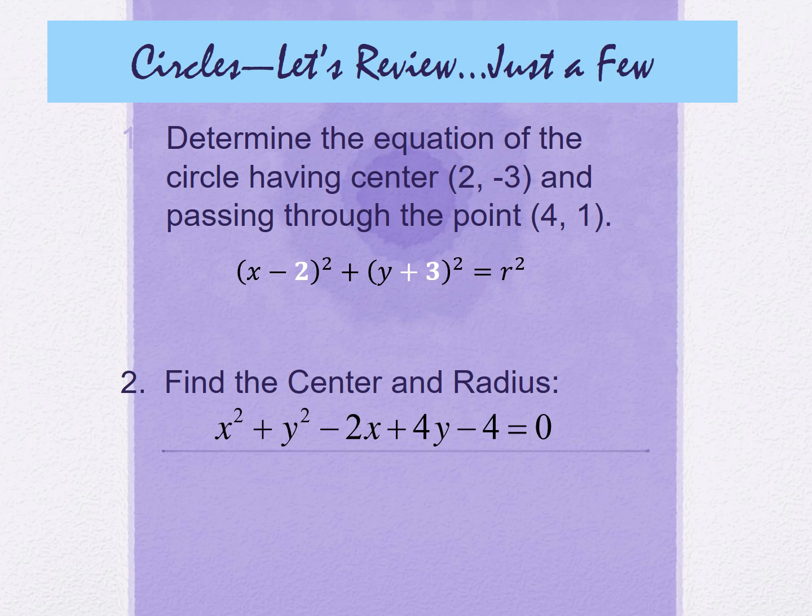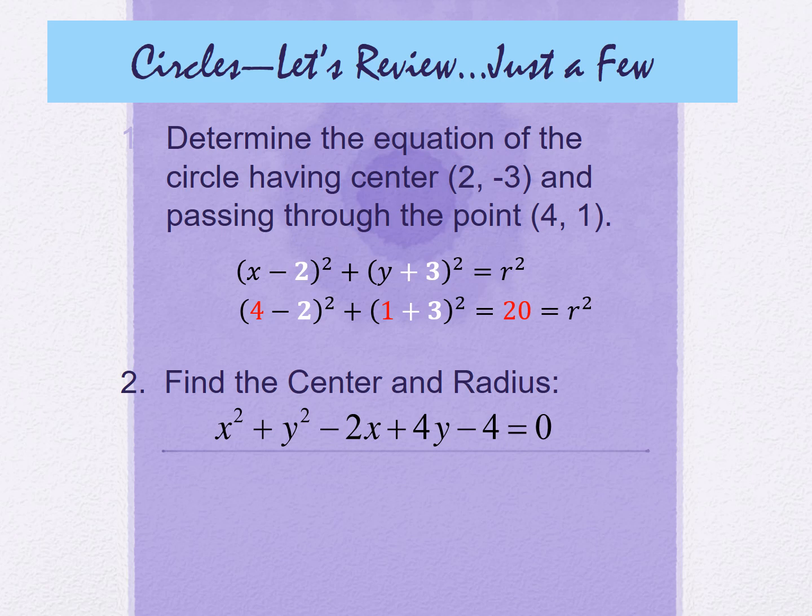The next thing I'm going to do is take the point. The solution point is a point that must indeed satisfy the equation, so we know it's going to work. We put in the 4 for x, we put in the 1 for y, and we get this. 4 minus 2 is 2, 2 squared is 4. 1 plus 3 is 4, 4 squared is 16. So 4 plus 16, I have a radius squared of 20.